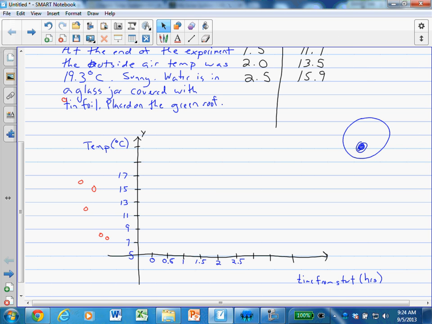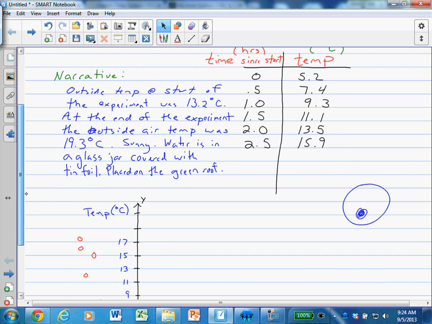Now I have my graph with real numbers on it, and it's labeled with units and descriptions: time from start, hours, and temperature, degrees Celsius. The bell should be ringing. So I will stop. Sorry. And when we come back, we'll put these in the right place.